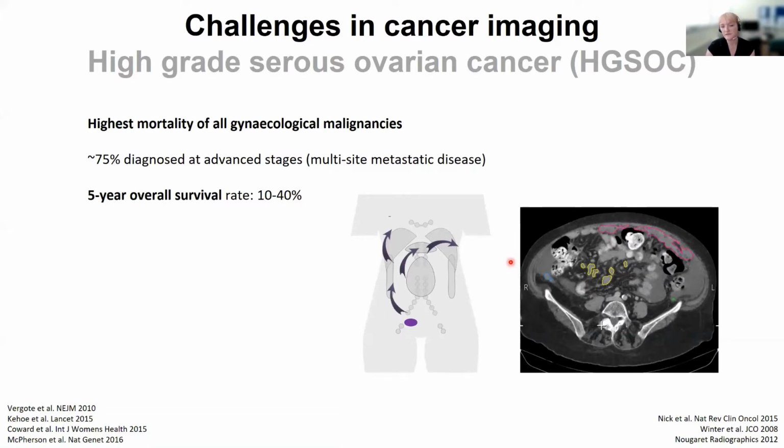and high-grade serous ovarian cancer. It's the particular type of cancer we work on, and this type of cancer has the highest mortality of all gynecological malignancies, of all malignancies in women, and a big part of those women with this cancer are diagnosed when the cancer has already spread throughout the abdomen, and when we find cancer deposits in multiple sites in the abdomen. And that is also reflected in a low 5-year overall survival rate, ranging between 10 and 40%, depending on the stage at which the disease is diagnosed.